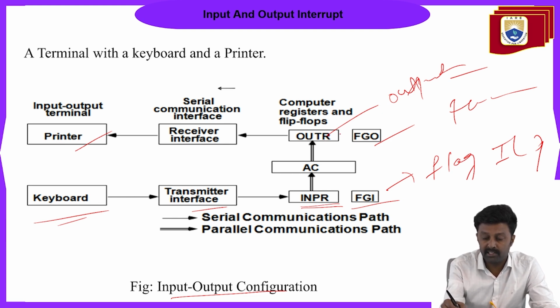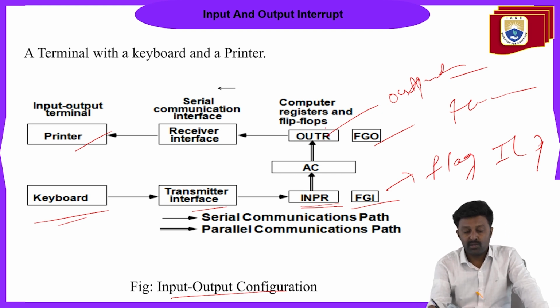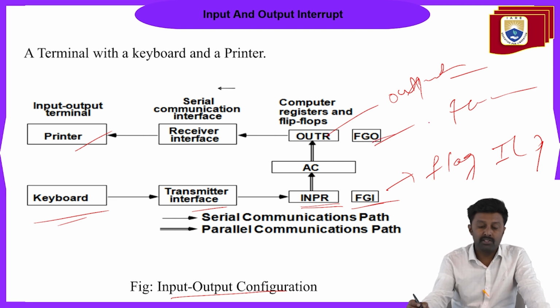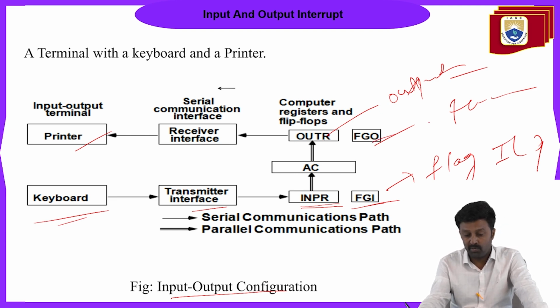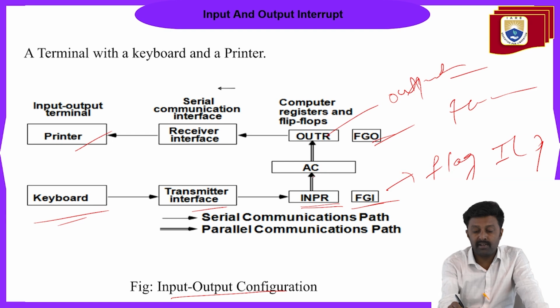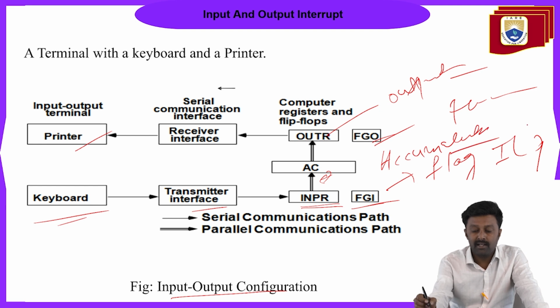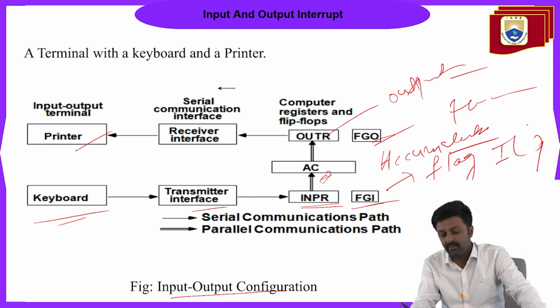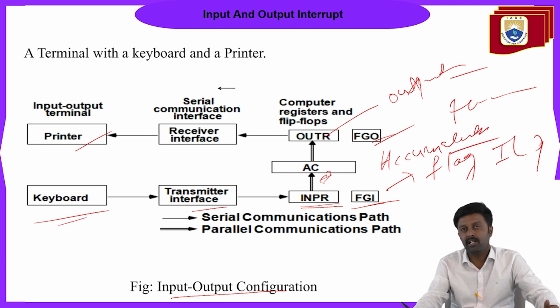So these are computer registers and flip-flops. The input and output are registers here. The FGI represents the flag input, and FGO represents the flag output. This input and output interface is connected through the AC, that is the accumulator. The accumulator is a special register which is used for temporary storage in the computer system.